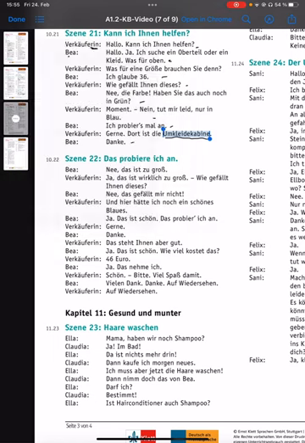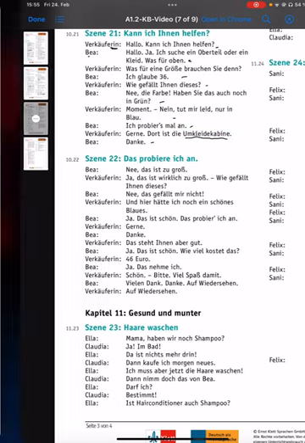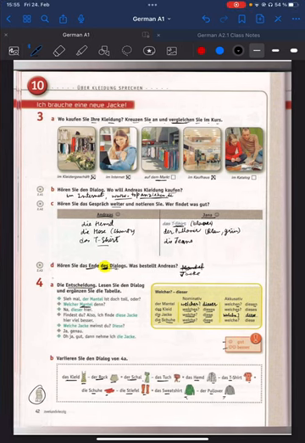Changing cubicle, yeah, dressing room. Changing cubicle, and then Danke, thanks. Let's proceed.